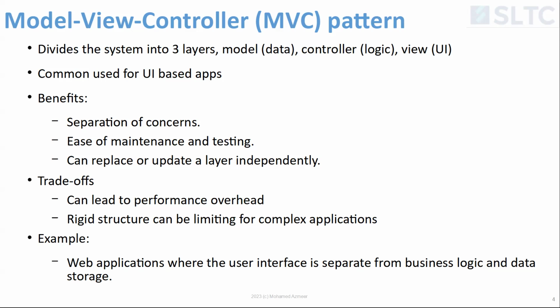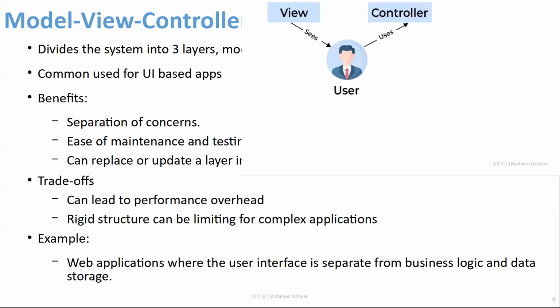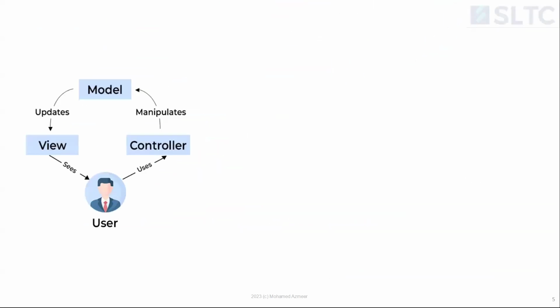So the examples are pretty much any web-based application where the user interface is the main thing and it is separated from business logic and the data storage. So if you look at a diagram of how MVC works, here we have the user, okay? The user sees a view. So I go to a web browser, I see some buttons and various things. And then I click on something. So I'm creating an event now. I'm using the view, right?